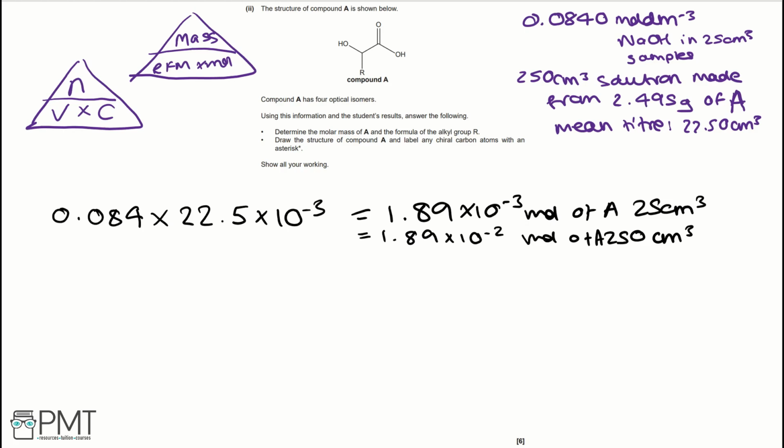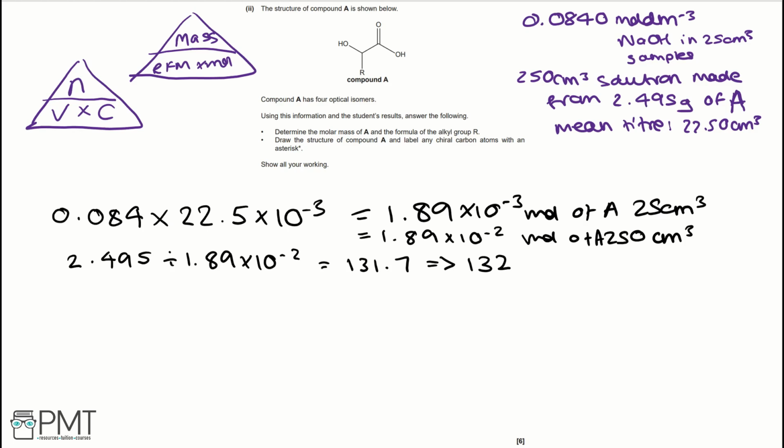So, secondly, we need to use our next equation triangle. That means taking the mass of A, 2.495, and dividing that by 1.89 times 10 to the negative 2 to give us a molar mass of A, or RFM, relative formula mass of A, at 131.7, which we can round to 132.